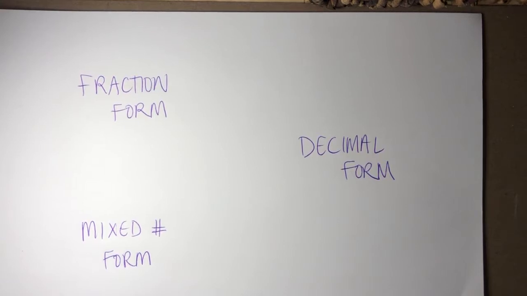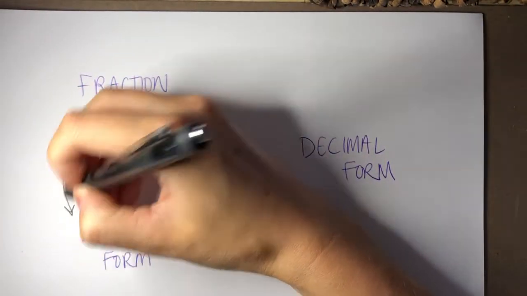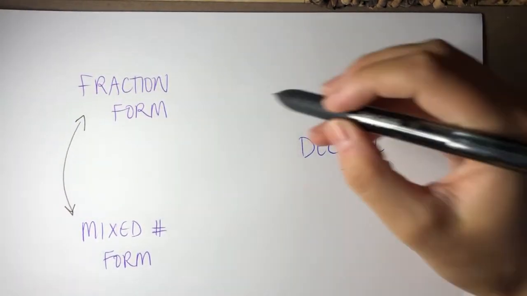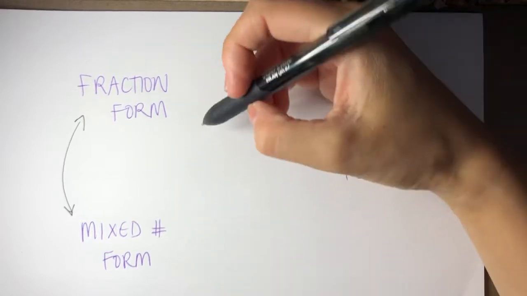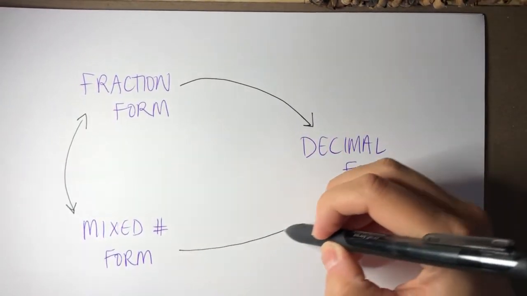Hey everyone, Miss G here to talk to you today about writing decimals into their fraction form. So last week we talked about how fractions can be turned into mixed numbers and mixed numbers could be put into their fraction form. And then we talked about how both fractions and mixed numbers can be translated into equivalent decimals.